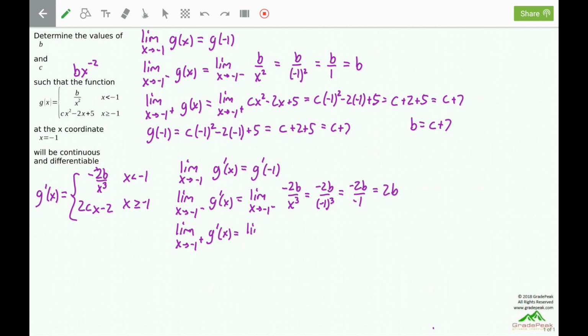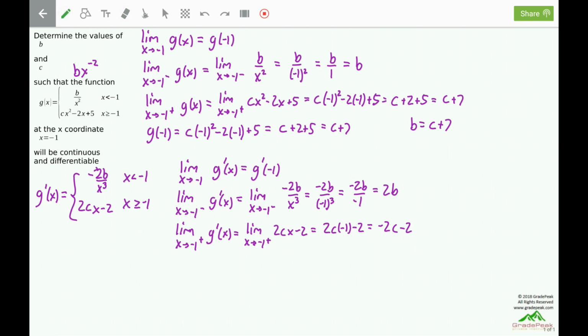For the right-sided limit, that's the situation where we are greater than negative 1, so we will use this expression for our g prime of x, 2cx minus 2. We can now plug in negative 1 in for each of the x's. That'll give us 2c times negative 1 minus 2. 2 times negative 1 is negative 2, so we have negative 2c and then minus 2.